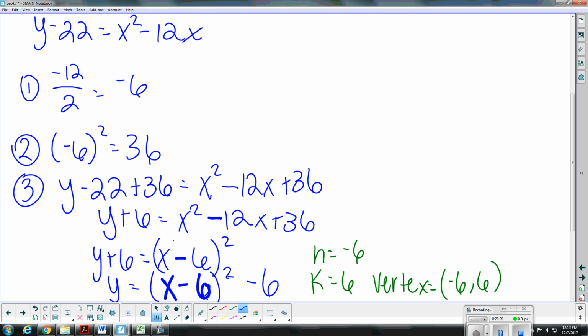And my k was wrong. So my h actually is positive 6, and my k is negative 6. So if you changed yours, go back and make the correction. Your h is positive 6 because it's x minus h, and your k is negative 6 because it's (x minus h) squared plus negative 6, plus k.